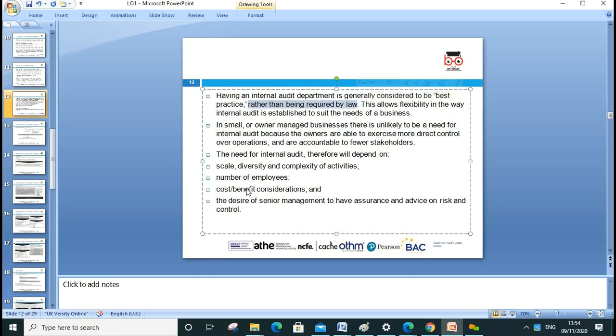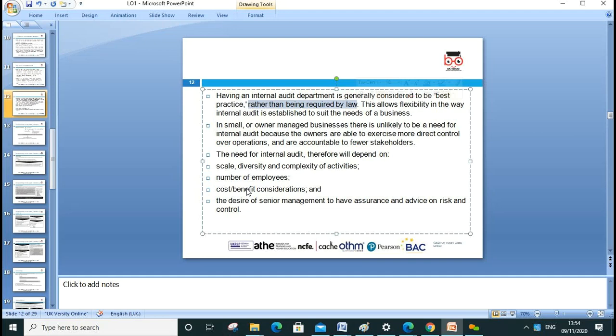In a small owner-managed business, there is unlikely to be a need for internal audit. But in big companies, maybe one person looks after everything themselves, like a shop owner. Why would you keep a separate department for audit? You know what you bought, what you spent, where your things have gone. Any question on this? No, it's fine. Okay, so internal audit depends upon the scale, diversity, complexity of the activity, and the number of employees.